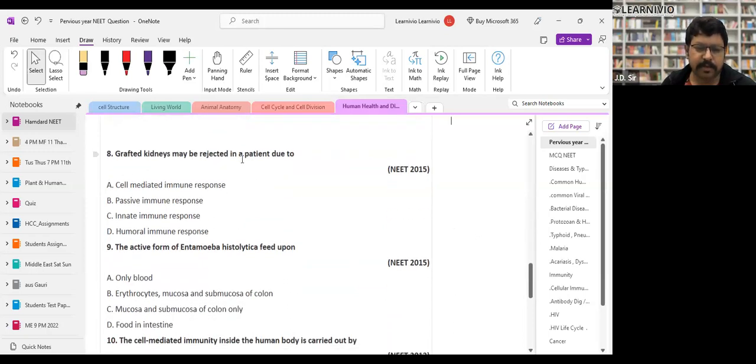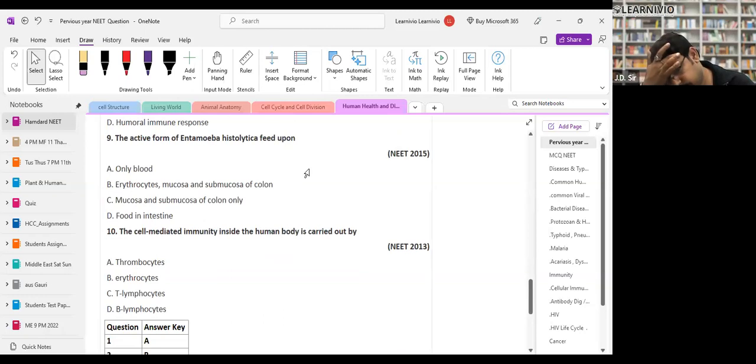Grafted kidney may be rejected in a patient. It's easy. What should be the answer, Aisha? Organ rejection is done due to... A, what is the answer? A, cell-mediated. Right, very good.